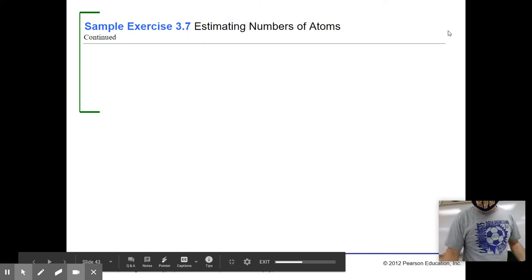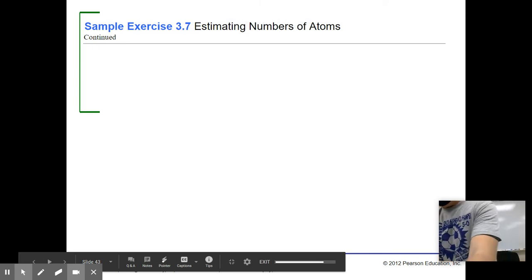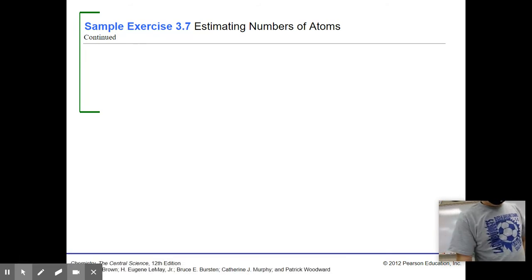So yes, you'll need a calculator, flowchart, and your notes. Okay.